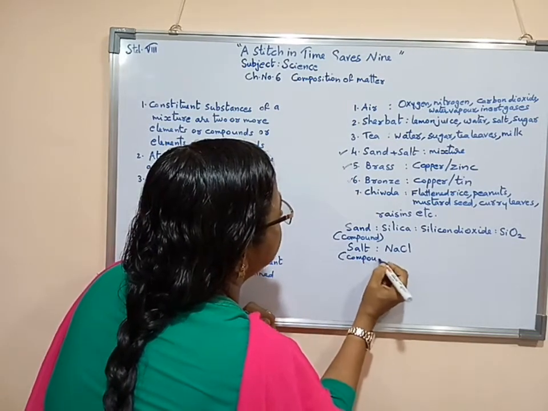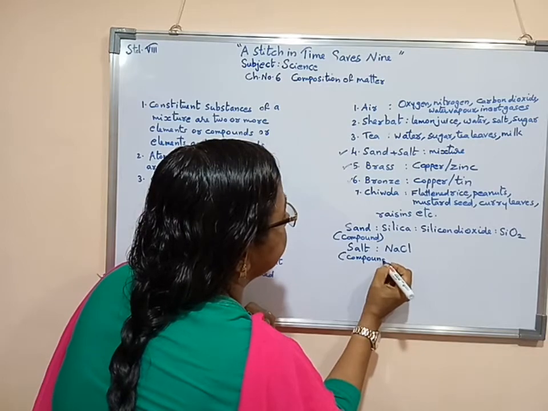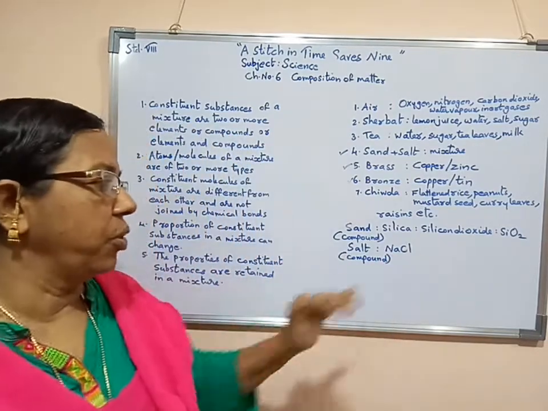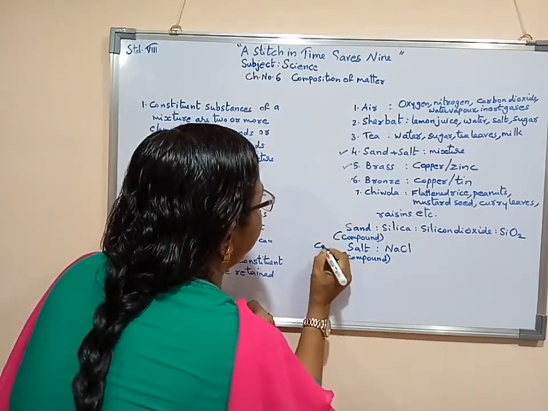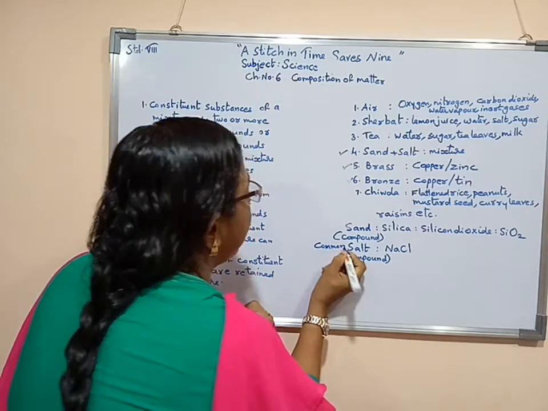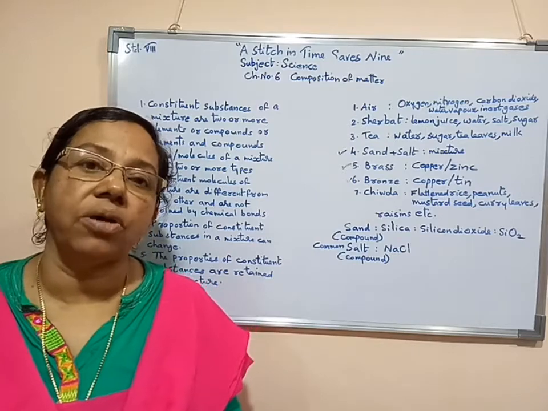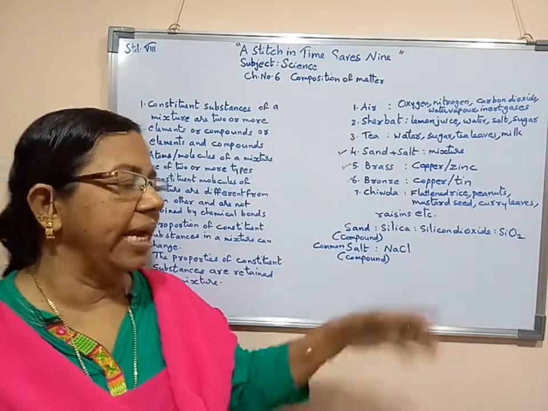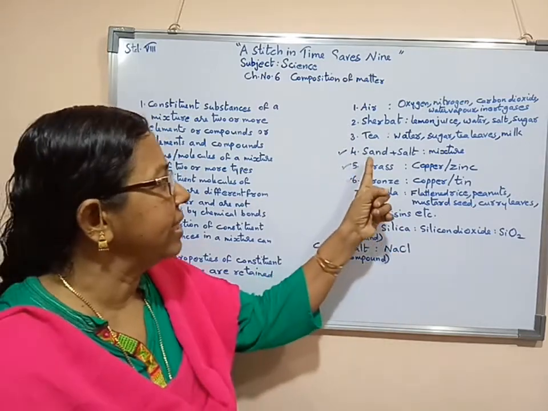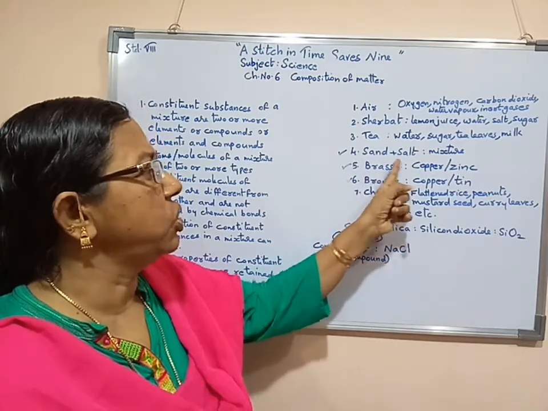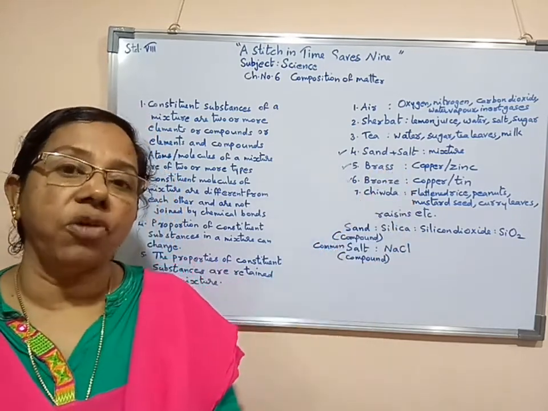Salt means the normal salt I mentioned here, the salt which is there at home. We can call it common salt. There are different types of salt. The salt which is there at home is known as common salt. Its formula is NaCl. So here we can say sand plus salt, these two are different types of compounds.